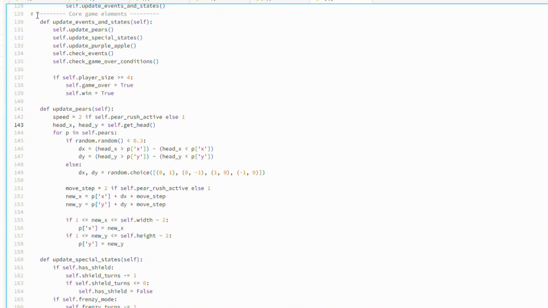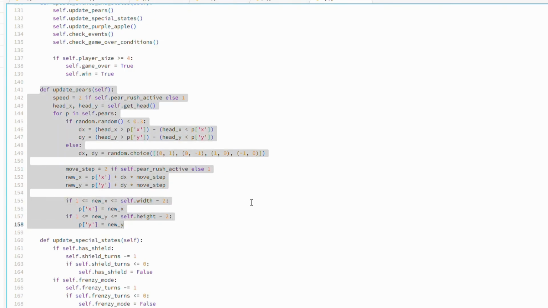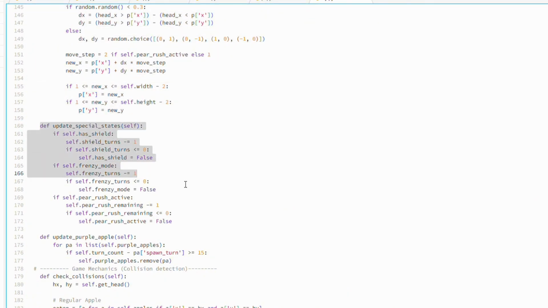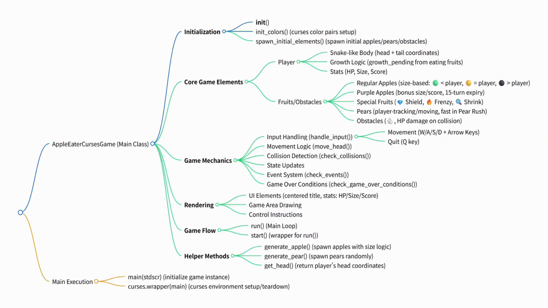Here's the second part, the core game elements. Actually, this part is all about updating the states of each element. I'm not going to go through all of this, but for example, this part allows the peers to move randomly, and we also have to update the states of other fruits. Next, I'm going to talk about the third part, the game mechanics.